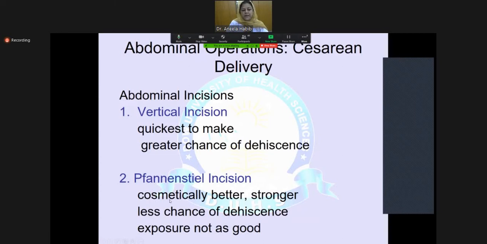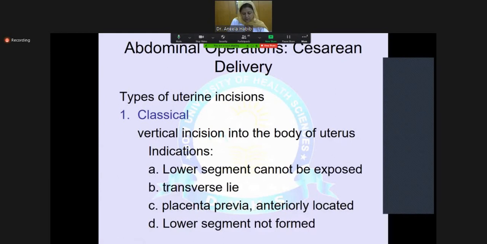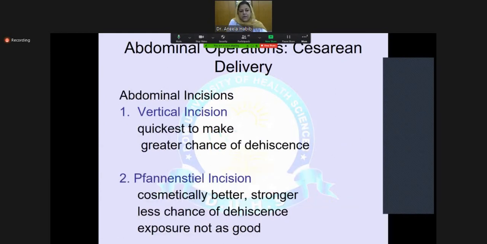Cosmetically it is better and stronger, with less chance of dehiscence, and exposure is not as much as in the vertical incision, because it's a low-lying incision which can be covered properly, and is not a prominent incision in the abdominal wall. These are the abdominal incisions.